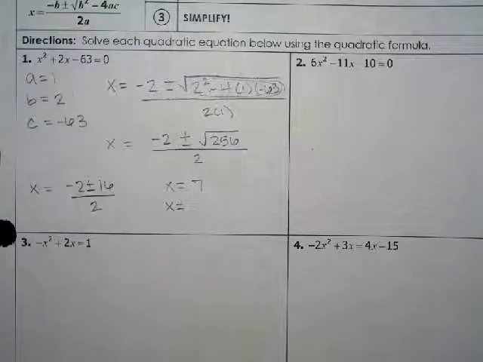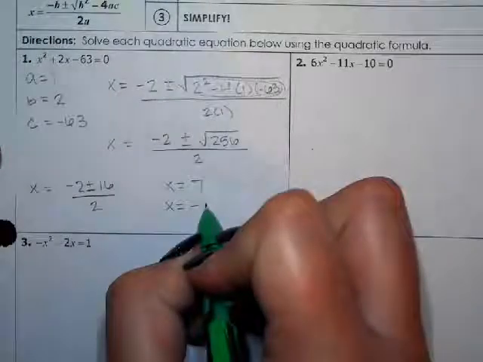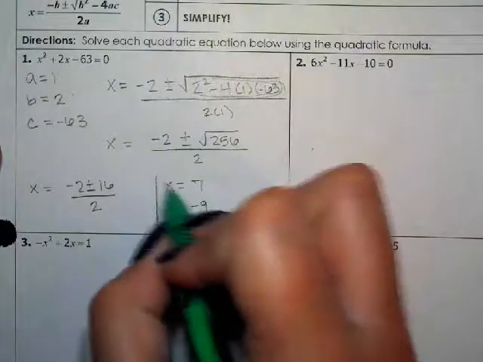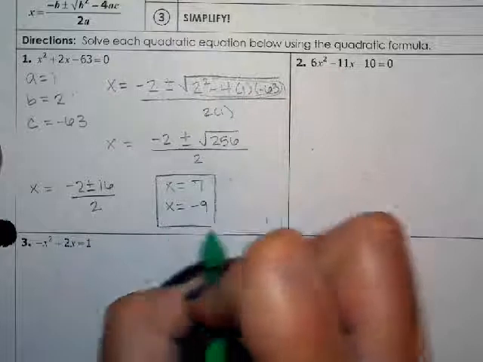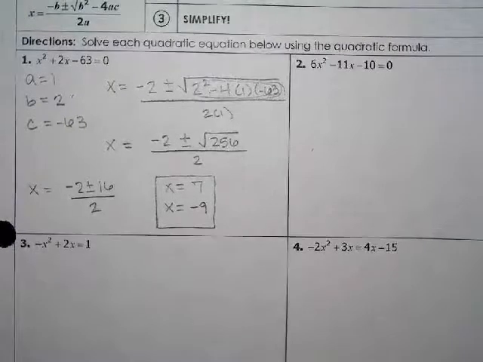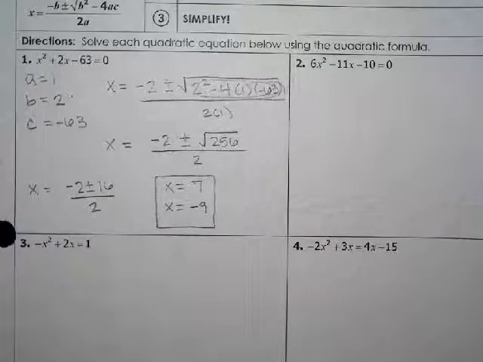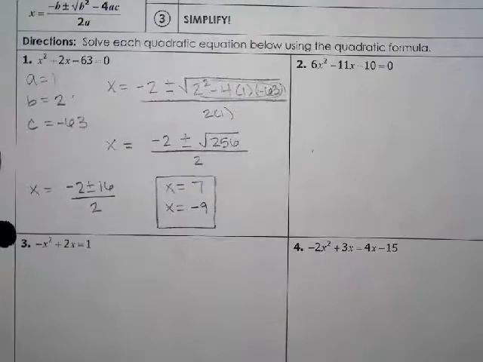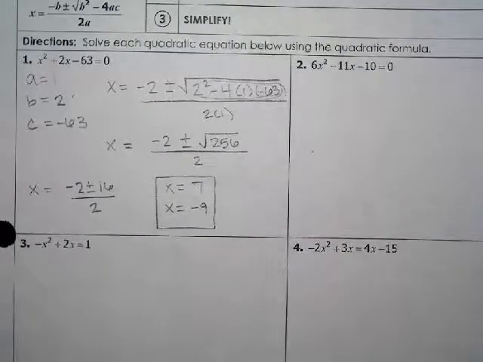Negative 9. All right, anytime we get answers like this, it means that the problem was factorable. You get nice answers, that means the problem was factorable. If you get a decimal, it means it was not factorable and the quadratic formula was the way to go. Yep. All right, let's try the next one, shall we?